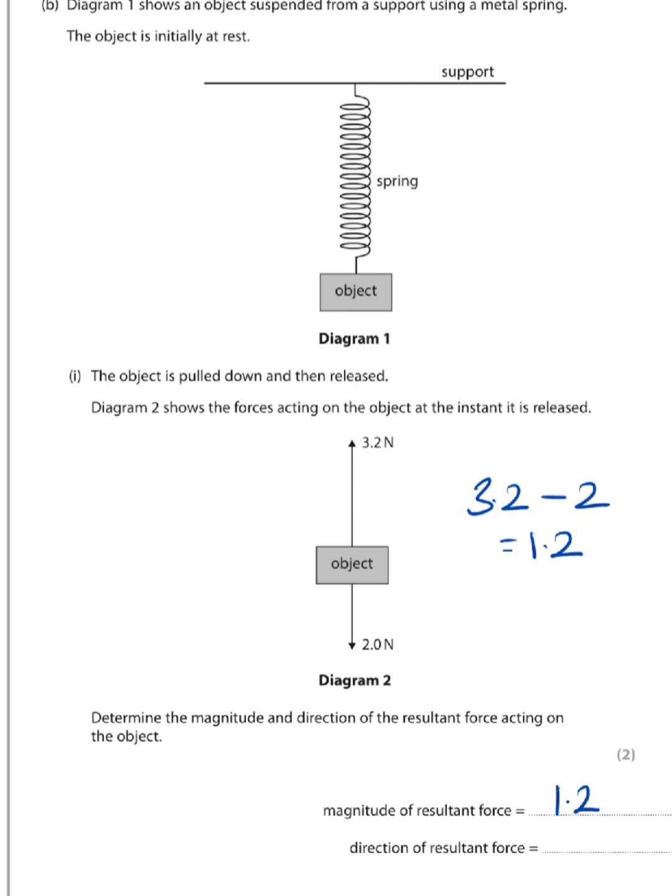Which direction is that happening? Well, you can see that the force upwards is greater than the force downwards, and therefore it is going to be in the upwards direction.